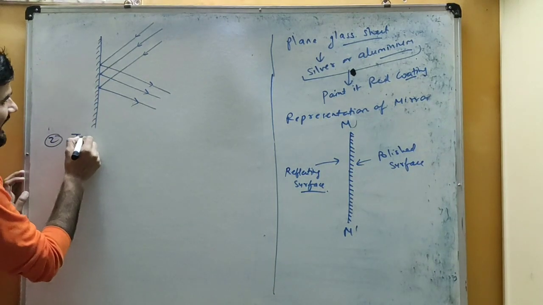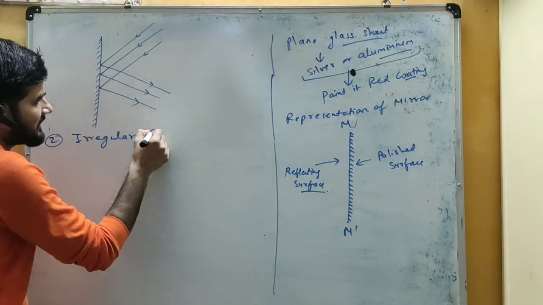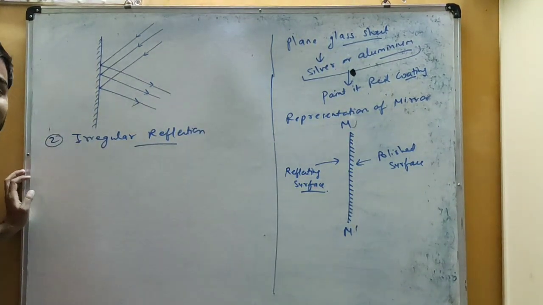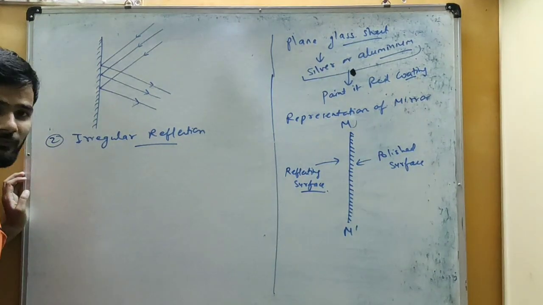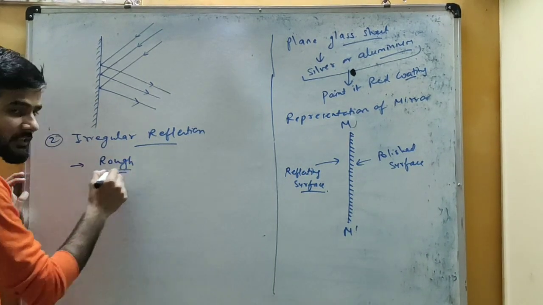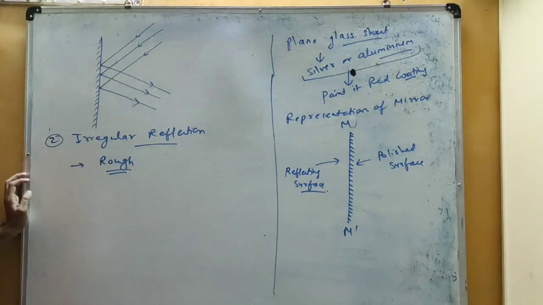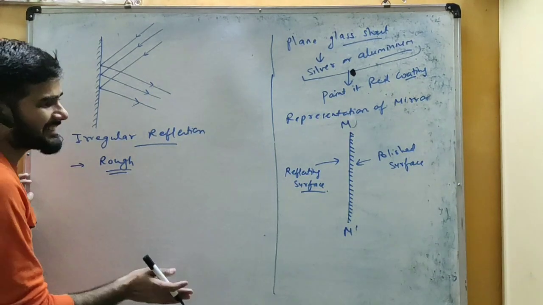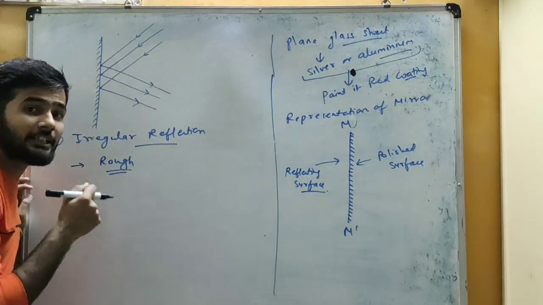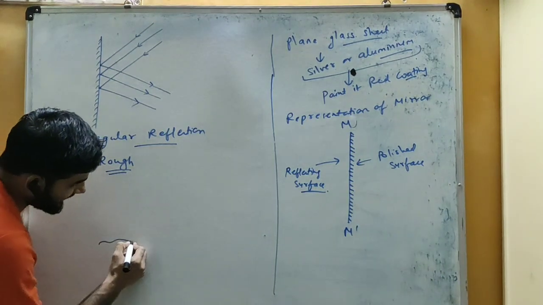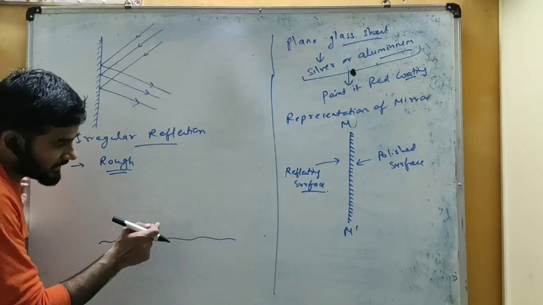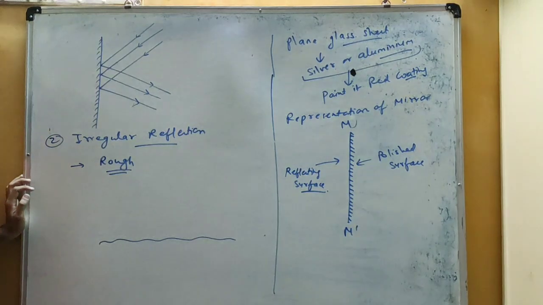Now second is irregular reflection, and as the name suggests, it is exactly opposite to whatever we have studied in case of regular reflection. In case of irregular reflection, what happens is the surface is rough. If the surface is rough, then that kind of reflection is called irregular reflection. Now whenever you see any surface, like this board, it will look very smooth, but when you see it through a microscope, you will see this kind of irregularities on the surface. So that's why the reflection on this rough surface is called irregular reflection.